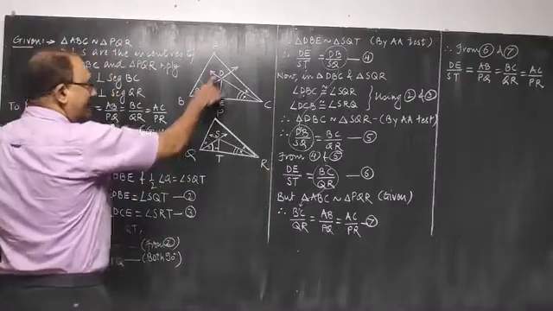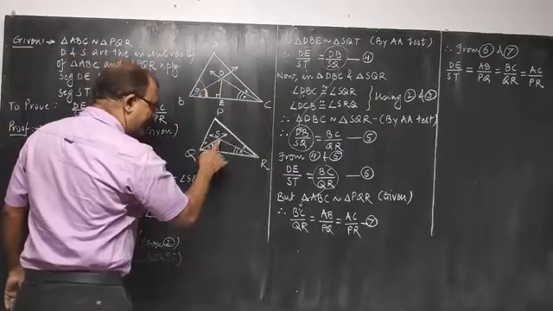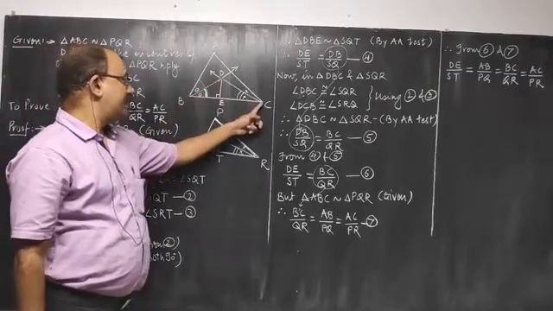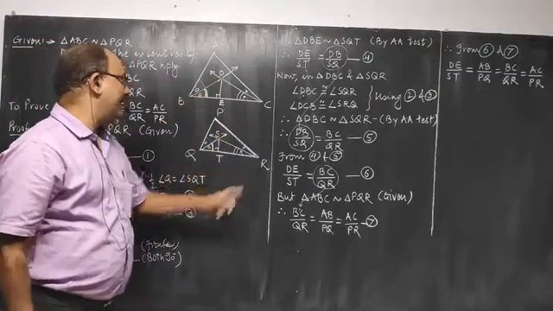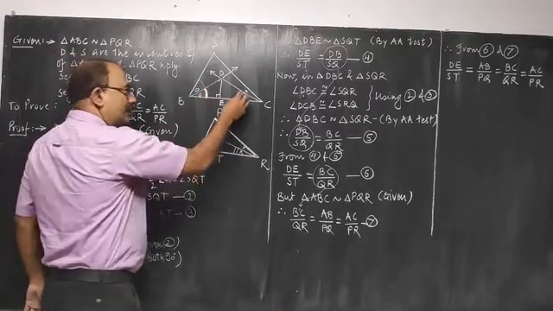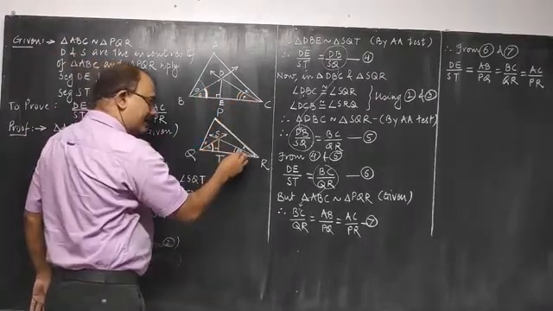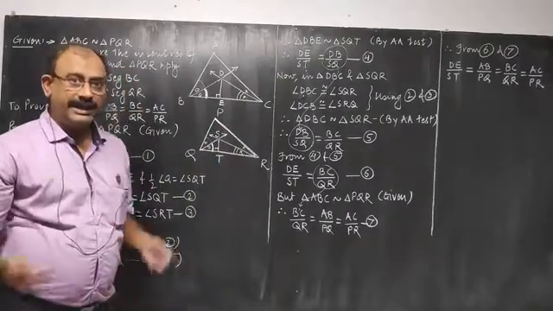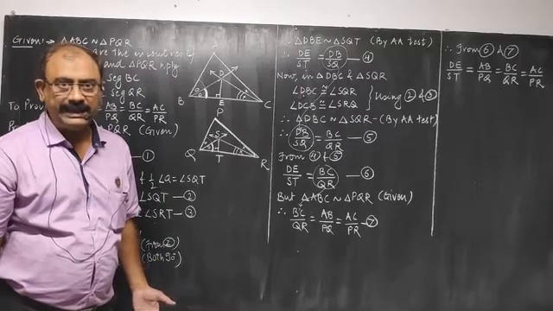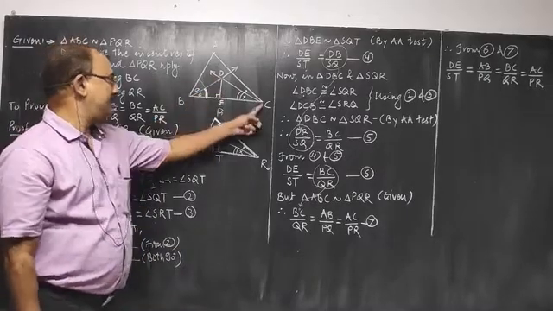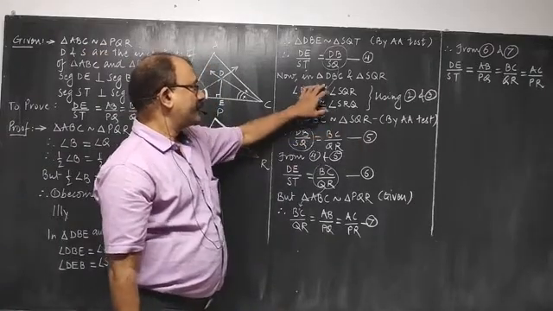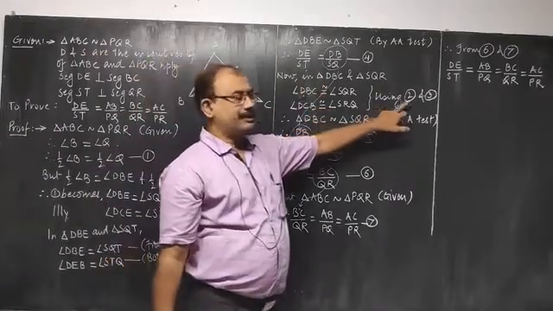Now I am considering triangle DBC and triangle SQR. We have already proven that this angle is congruent to this angle. Also we have written that this angle is congruent to this angle. Again, two pairs of angles are congruent, so the triangles will be similar by the AA test. Which triangles? DBC and SQR. We have written DBC is similar to SQR. Two pairs of angles are congruent using 2 and 3.